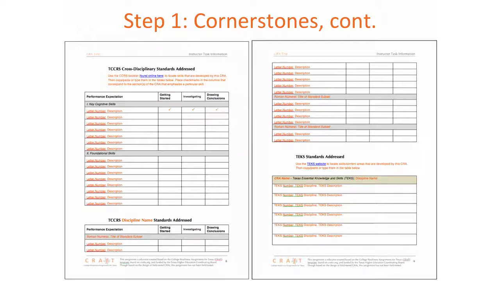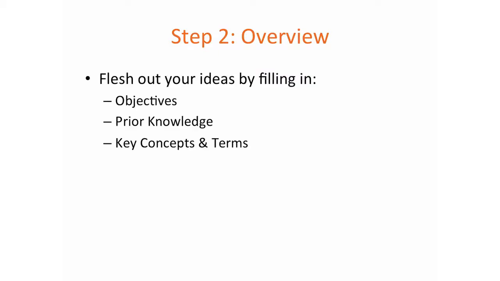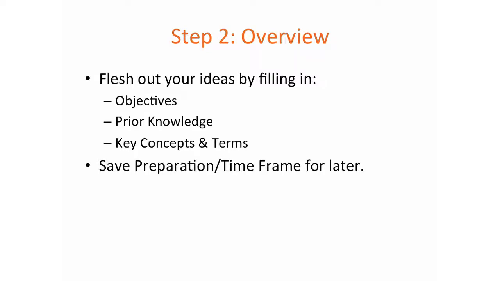Once you have all the cornerstone pieces filled in, you are ready to begin fleshing out the content of the CRA. Begin by filling out the remainder of the overview section, including objectives, prior knowledge, and key concepts and terms. Do not fill out the preparation and timeframe sections now. We will come back to these in a later step.